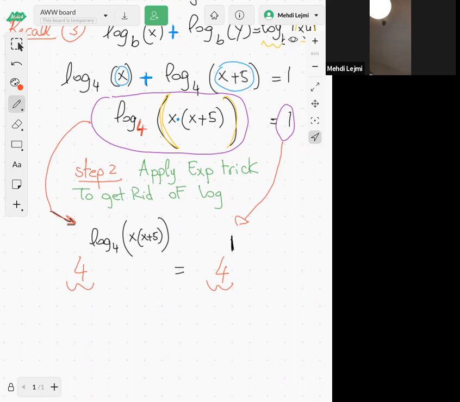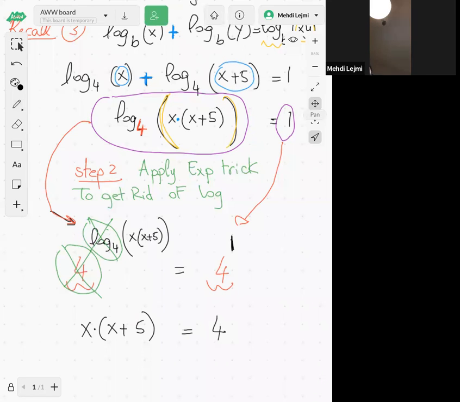All right, so now I got this exponential in base 4 and this log in base 4, so they cancel out. Now it's just x times this x plus 5 equal to 4. Of course, 4 to the power 1 is equal to 4, right? So now you see, I got rid of this log. Now things are getting better.